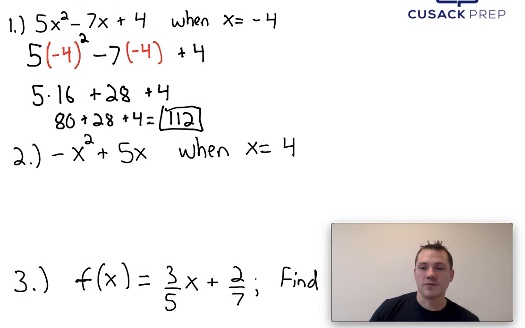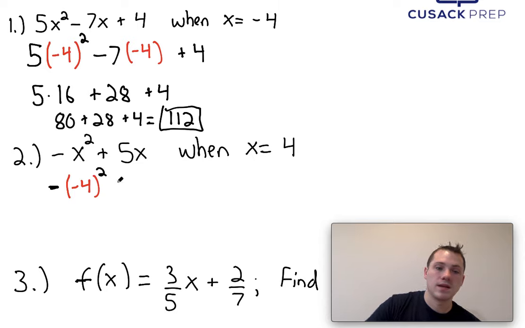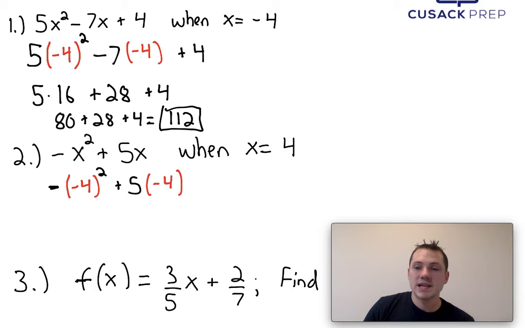When x is equal to 4. Once again, I only replace the x using parentheses. So this negative sign, that's going to remain out front. That's not getting replaced. Only the x is. And when I replace it, I do so with parentheses. And once I've done that, I can go ahead and evaluate.